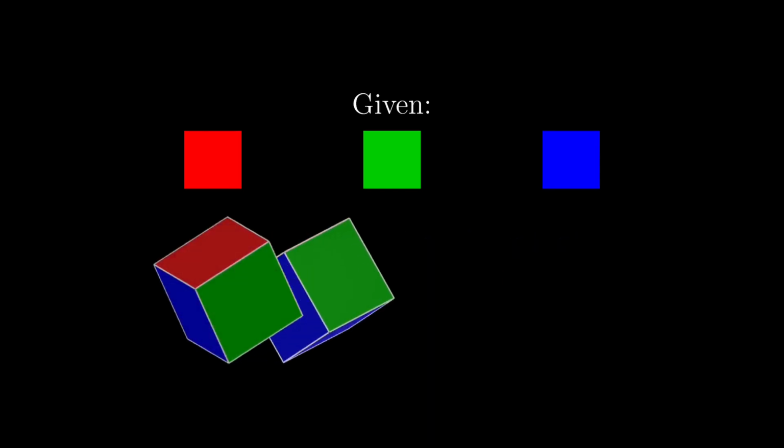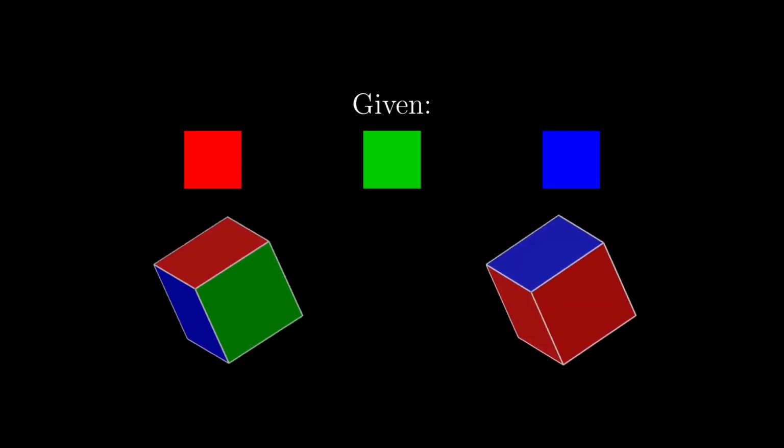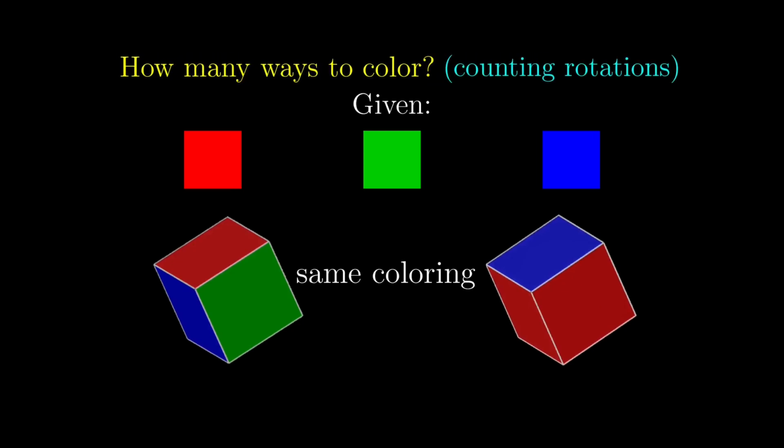However, what if we count any two colorings the same if one can be transformed into another by a rotation, so that even though these two look different, we still count them the same? With that consideration in mind, the question of how many ways of coloring becomes more difficult.